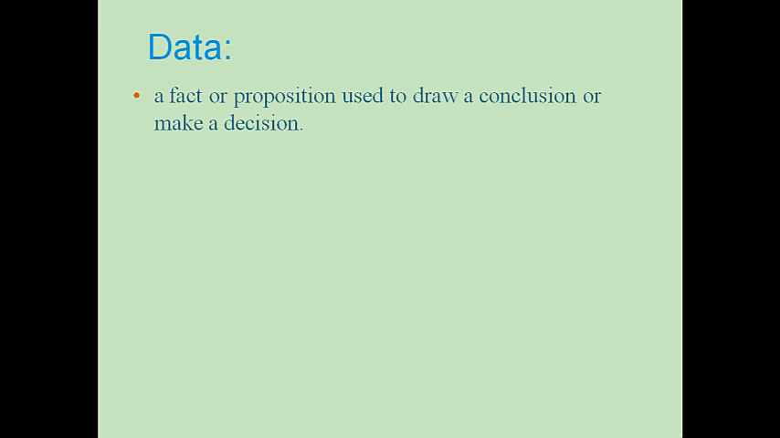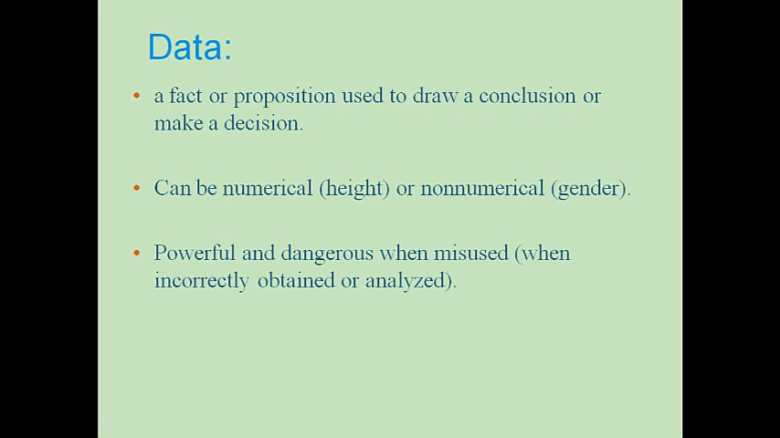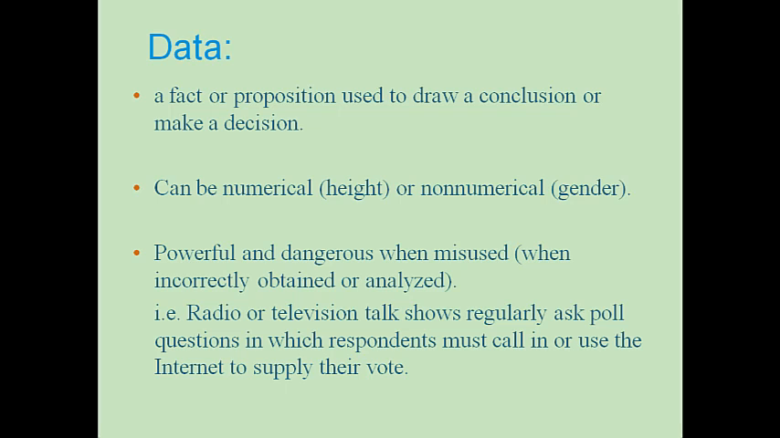Data is a fact or proposition used to draw a conclusion or to make a decision. Data can be numerical, such as a height, or non-numerical, like a category, such as gender. Data are powerful and dangerous when misused, when incorrectly obtained or analyzed.